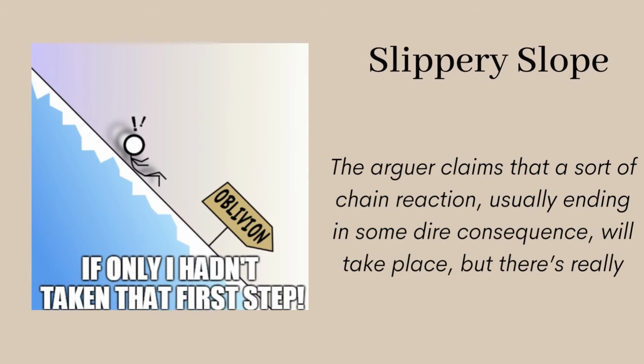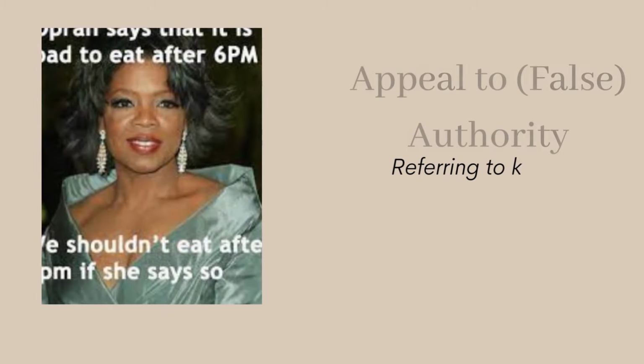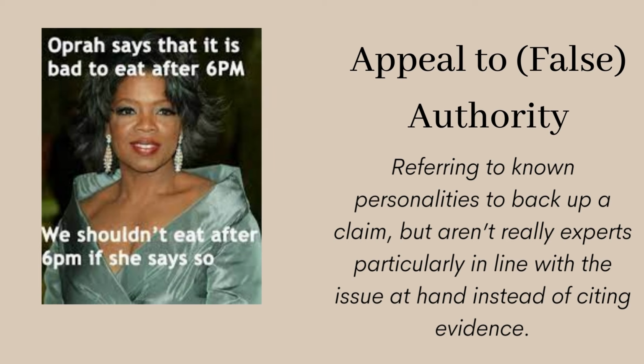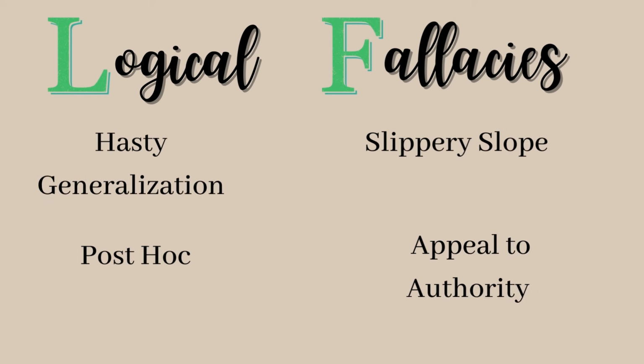The third logical fallacy is slippery slope. The arguer claims that a sort of chain reaction, usually ending in some dire consequence, will take place, but there's really not enough evidence for that assumption. The last logical fallacy that we're going to discuss is appeal to false authority, referring to known personalities to back up a claim, but aren't really experts, particularly in line with the issue at hand, instead of citing evidence. Again, these are the 4 logical fallacies: hasty generalization, post hoc, slippery slope, and appeal to authority.